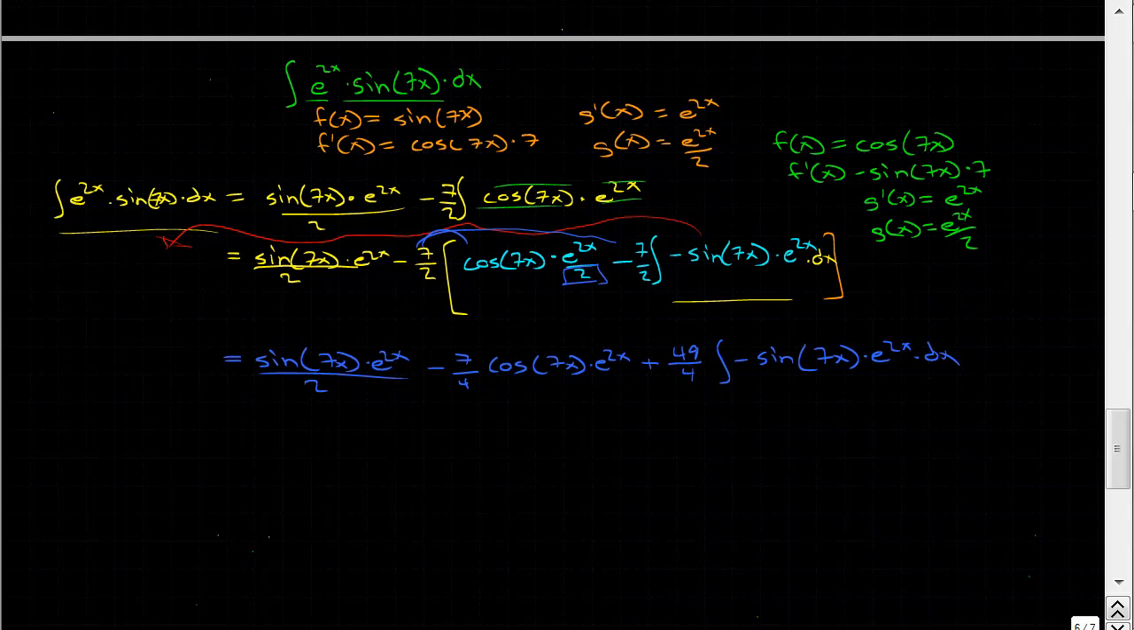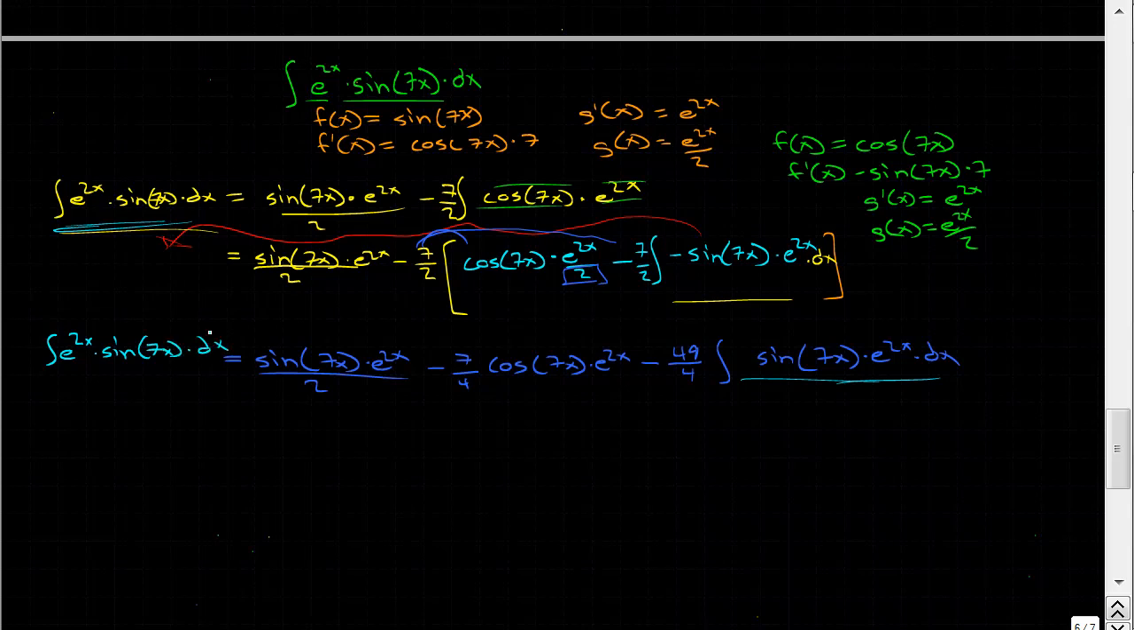And now, since we have a negative sign here, this is the same thing as negative 1 times sine. So we can factor this out, and this becomes a negative. So now we have negative 49 over 4. And as you can see here, the sine 7x is the exact same as our original equation. Now, I'll just rewrite this here: e to the 2x times sine 7x times dx. A lot of writing.